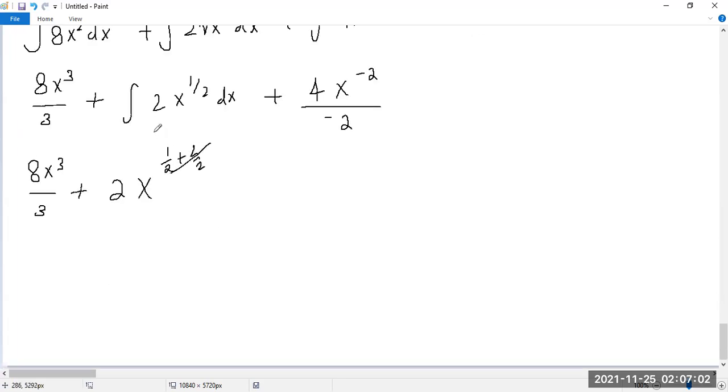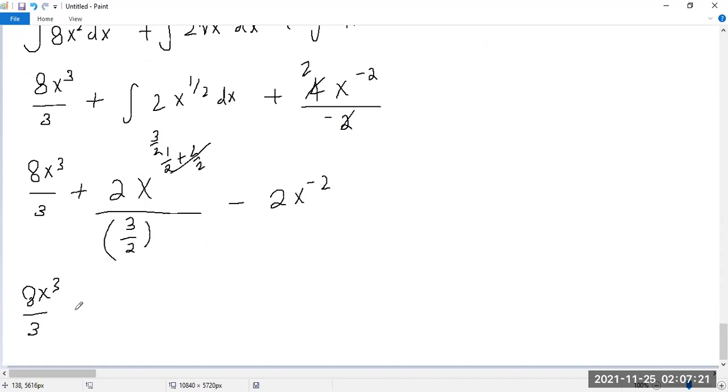And that's 3/2. So we'll divide by 3/2. Plus, so this is negative, right? 2x to the negative 2, right? This cancels, becomes 2. And so our answer is 8x cubed over 3 plus 4x to the 3 over 2, or sorry, over 3 minus 1 over 2x squared.